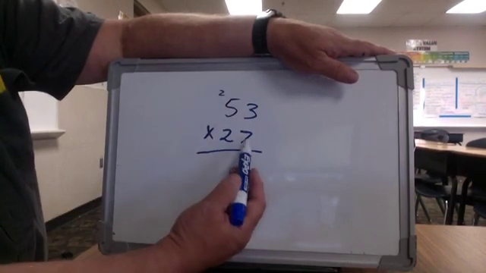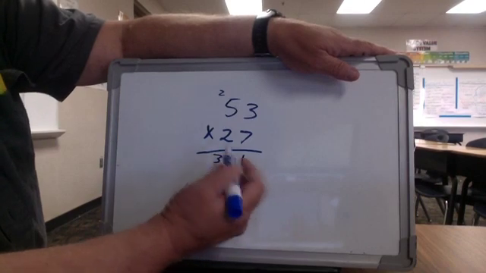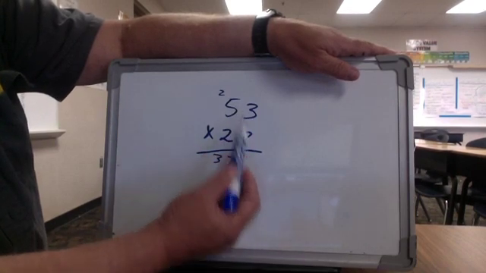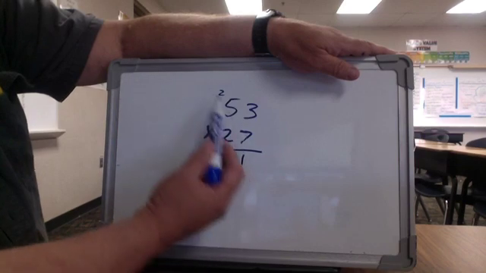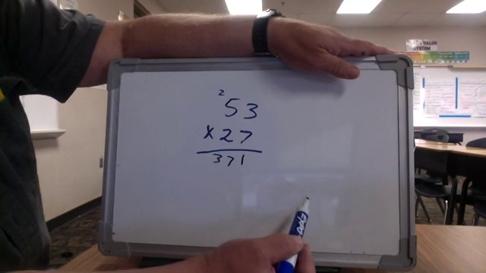Okay, so we did 7 times 3, got 21. I carried my 2. 7 times 5 is 35, plus 2 is 37. So we went up and down, ones place to ones place, then ones place to tens place. Add in any carries that you might have, gives you your first partial product.